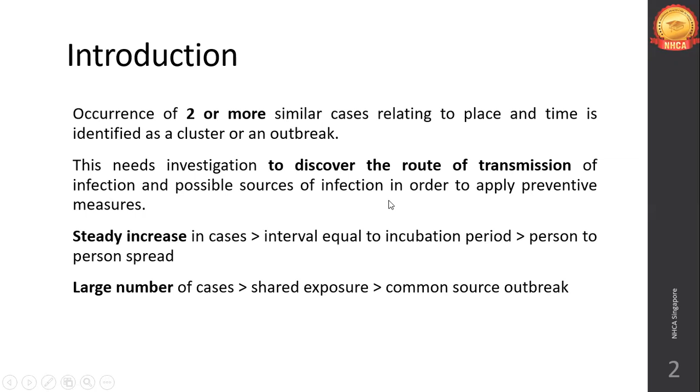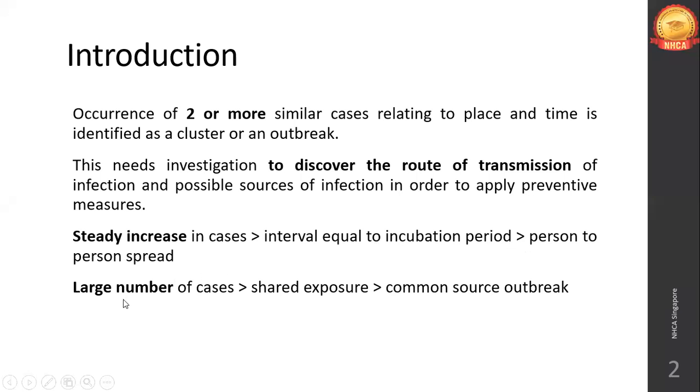Is it airborne, droplet, contact, or other sources? Or there will be one point of source which is causing infection to a large number of people. So investigation is required, and according to that, we can take preventive measures to control further transmission of disease. If there is a steady increase in cases, for example, today 2 people were admitted, tomorrow 4 people were admitted with the same symptoms, you can say there is a steady increase. If there is a steady increase, it means the incubation period is equal, so there is person to person transmission taking place.